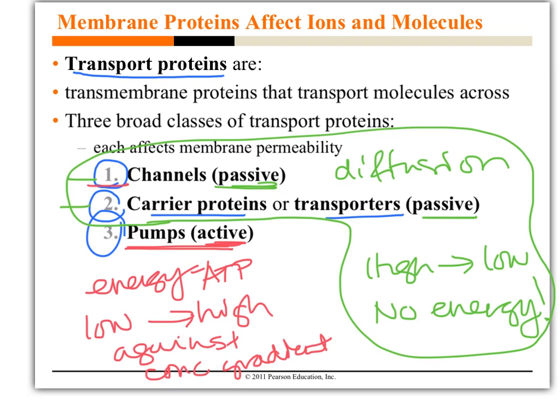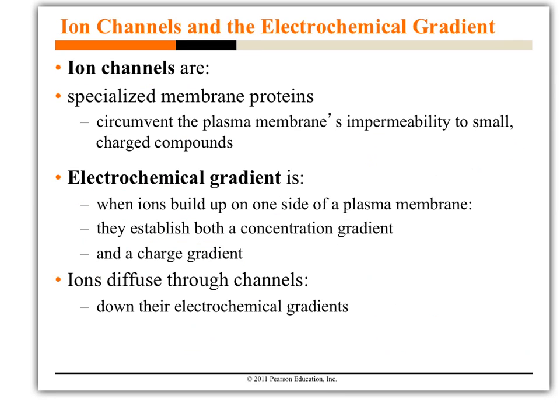We're going to discuss channel and carrier proteins first, and then we'll deal with active transport. Again, all of these are types of transport across a membrane. Ion channels, or channel proteins, are exactly what it's described. To pass ions. What are ions? The charged stuff.